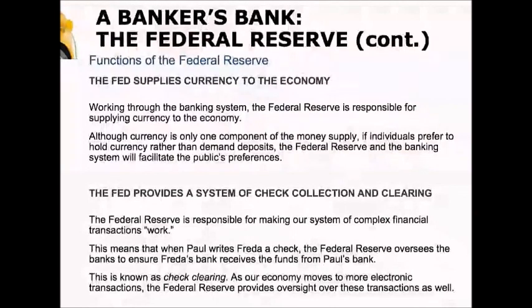So what does the Fed do? Well, the Fed supplies currency to the economy. One of its roles is to make sure there's enough currency out there. So during the holidays, when spending goes up, they get more currency out in circulation. In January, when spending goes back down again, they bring some of that currency in. So they make sure there's enough currency in circulation. They also provide a system of check collection and clearing, so that when you write a check and send it off somewhere and somebody deposits it in their bank, the information can get back to your bank and come out of your bank account. So the Fed provides a system of check collection and clearing.